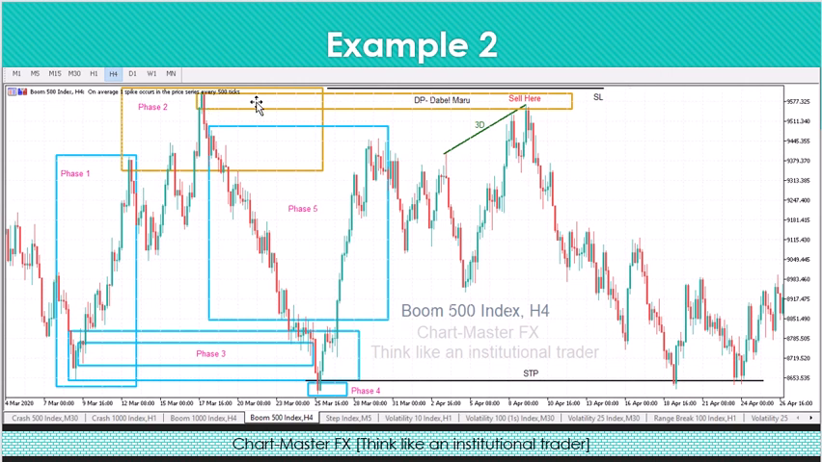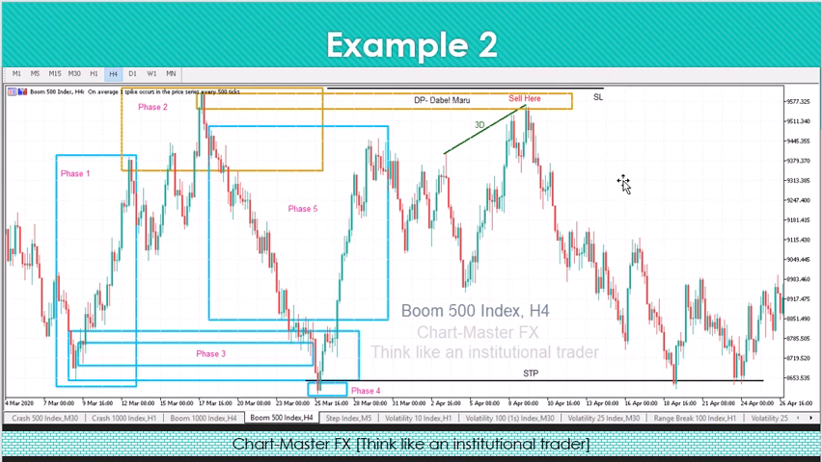So you can see that as the price approached that decision point, it approached it in the form of a 3D. So we have a 3 drive here. Once you see that we have a 3 drive or any other price approach, that's where you can place your trade. And your safest take profit is the depth of engulfment of phase number 4, guys. This is the safest take profit.